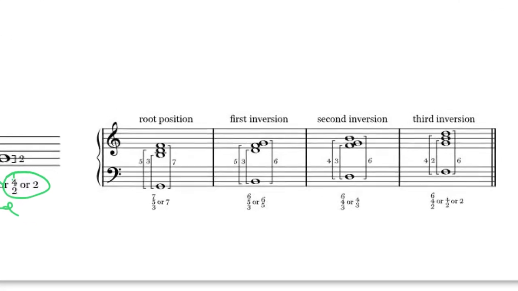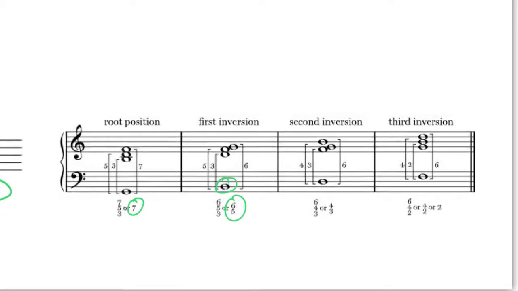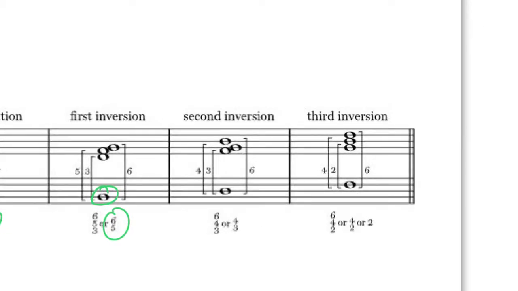So if you see it a little bit stacked up, we have here root position, G, B, D, F. So we have 7. Second inversion. Third is in the bass. B, D, F, G. So it's a 6-5. Second inversion. Here's our 4-3, because the fifth is in the bass, because the fifth of that G7 chord is D.